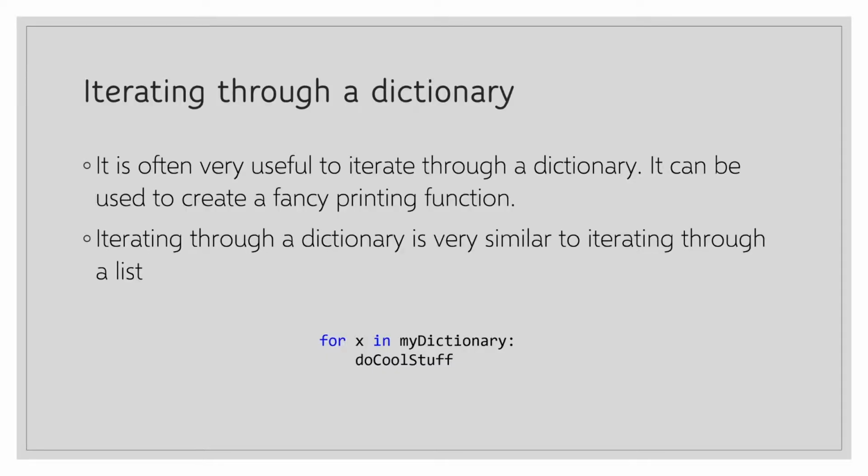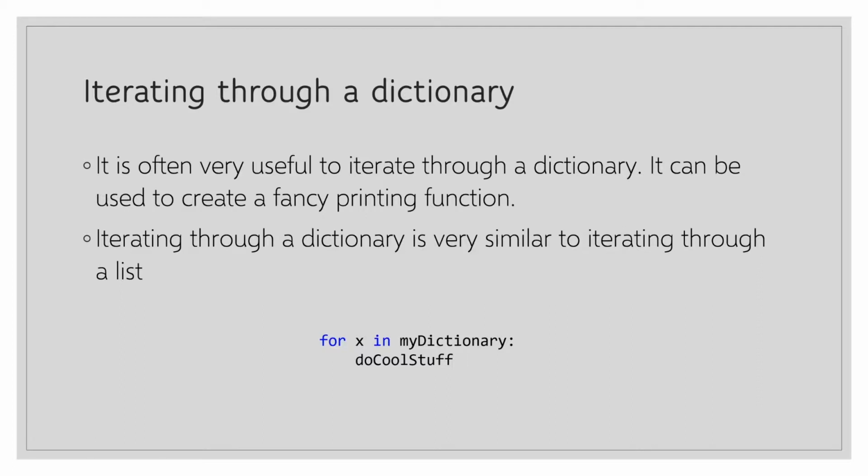So a really cool thing we could do is we could actually iterate through a dictionary. Now, in the last lecture, we talked about iterating through a list. But the thing about iterators is that they work on a bunch of different things. We could use an iterator on a dictionary as well to iterate through everything.